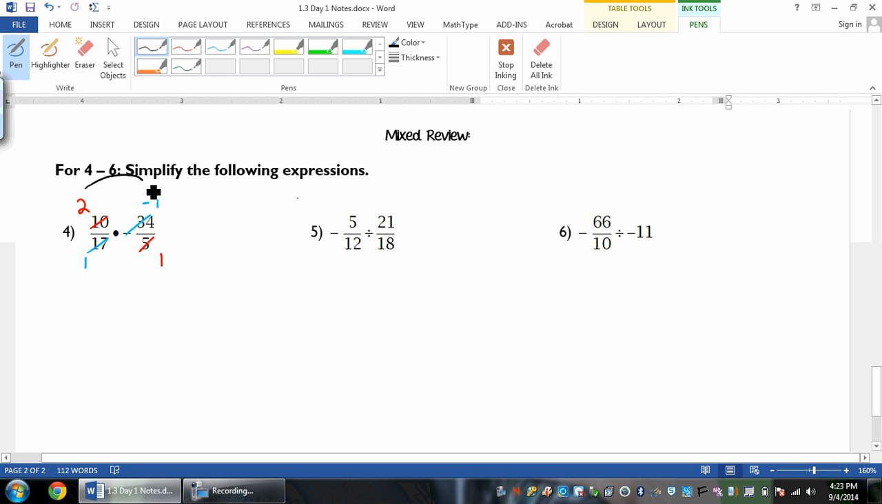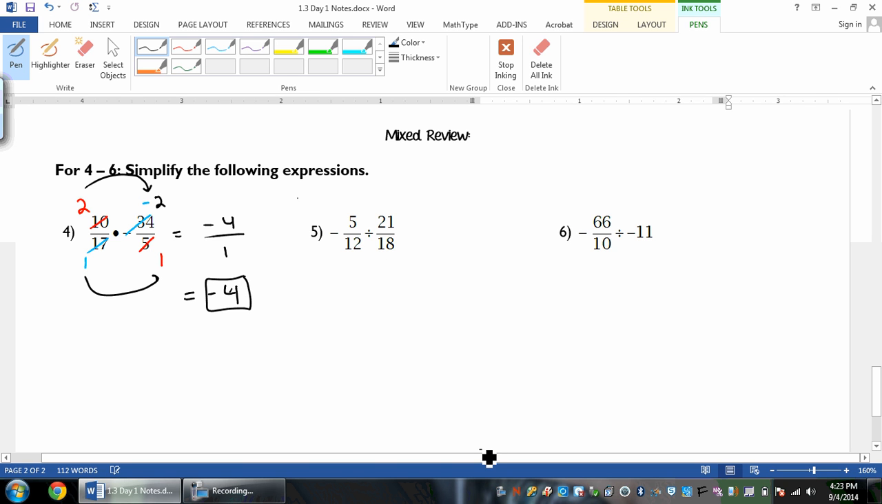Now, I just multiply across. So 2 times negative 1 is negative 2. Sorry, I apologize, that's supposed to be a negative 2, because 34 divided by 17 is going to be 2. So when you multiply across, you get 2 times negative 2, which is negative 4. 1 times 1 is 1, which is also equal to negative 4.